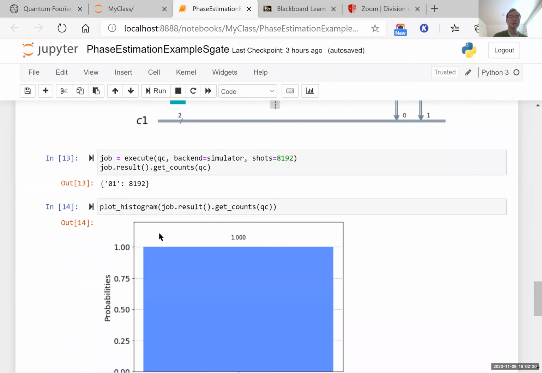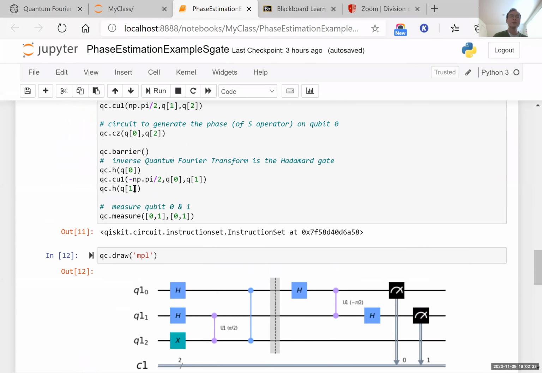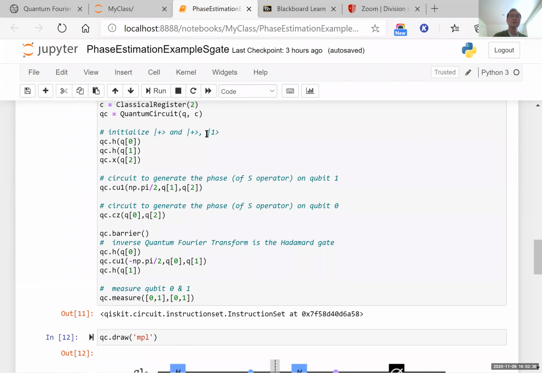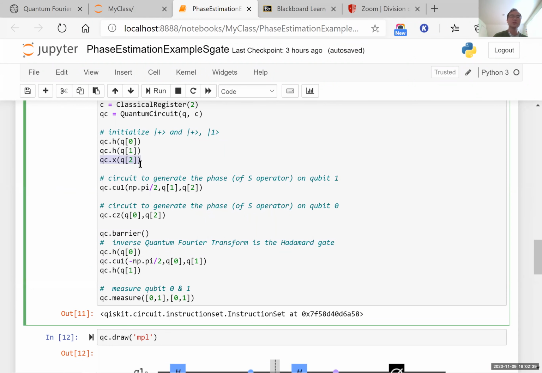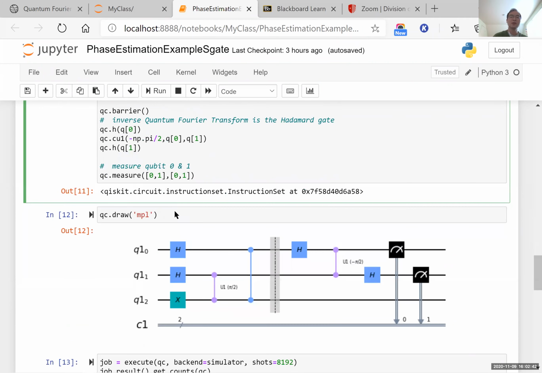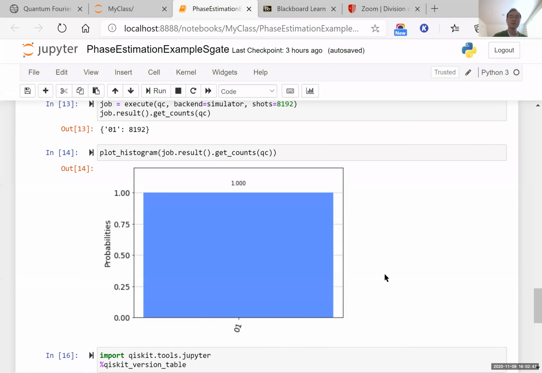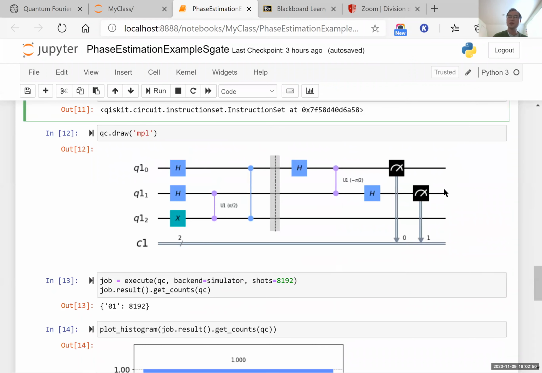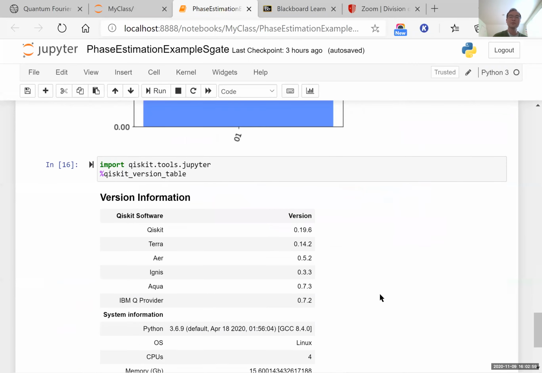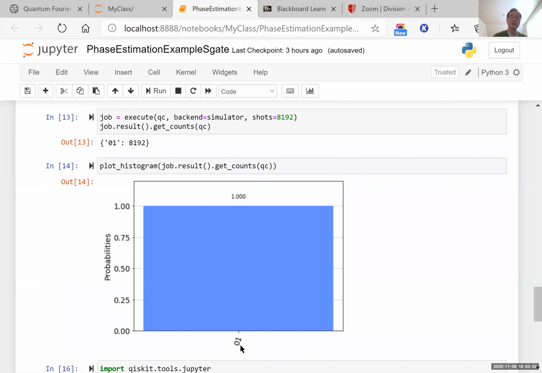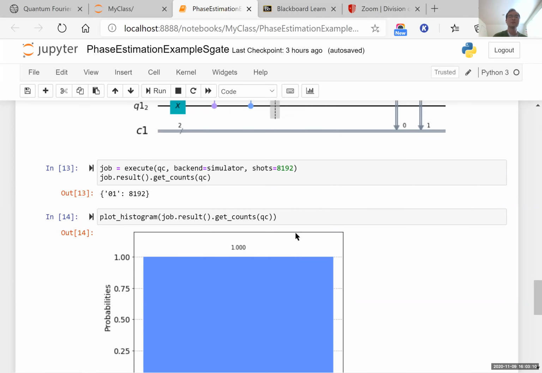The second circuit is for a preparation with a 1, for which I apply X to qubit 2, and all the rest of the circuit is the same. I should expect to extract a 1 here and 0 here. And this is indeed what's happening. The labeling of IBM is that this is qubit 0, qubit 1, and the most significant qubit is qubit n. Okay.